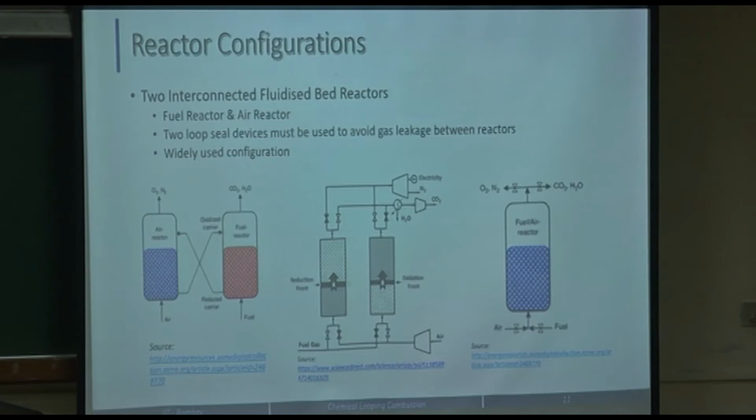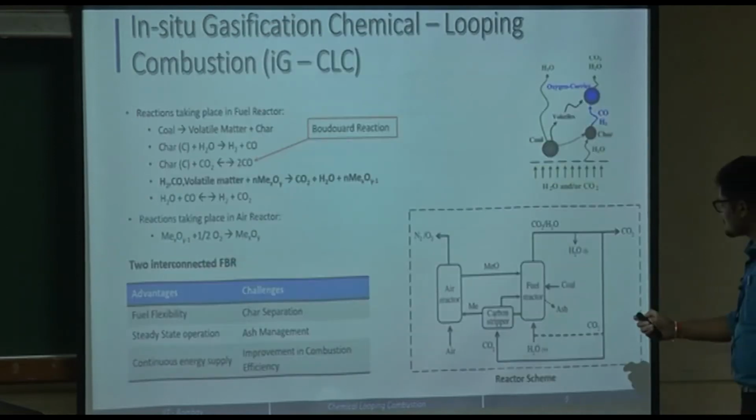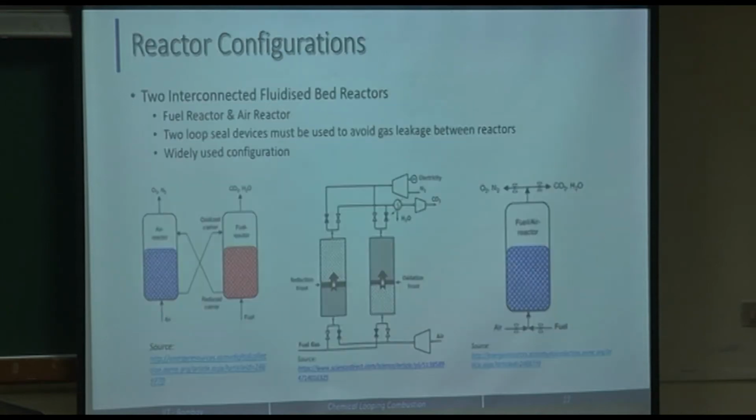If char comes to the air reactor, I'll get CO2 in this case, which I don't want. Yes, so we are providing oxygen indirectly. Instead of air, we are using metal oxide to carry the oxygen, and then it is burnt.